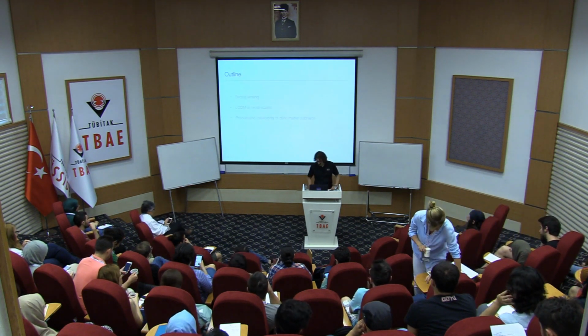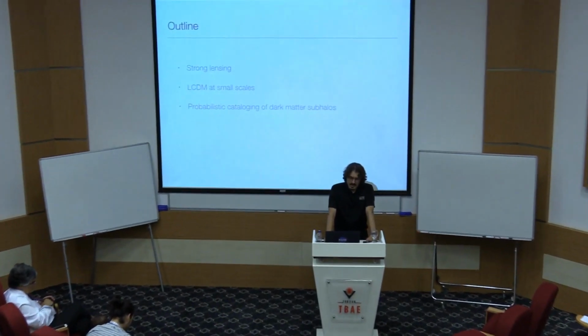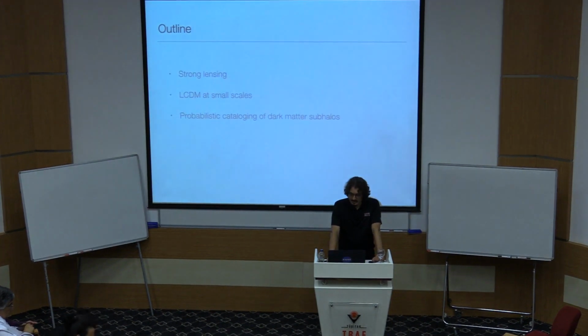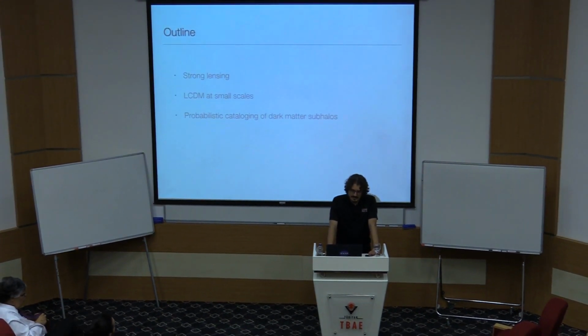However, first the discussion will be directly on strong lensing. I'll just highlight some features of strong lensing, why it's useful, and then we'll discuss lambda CDM at small scales, and finally talk about probabilistic cataloging's application to this problem.